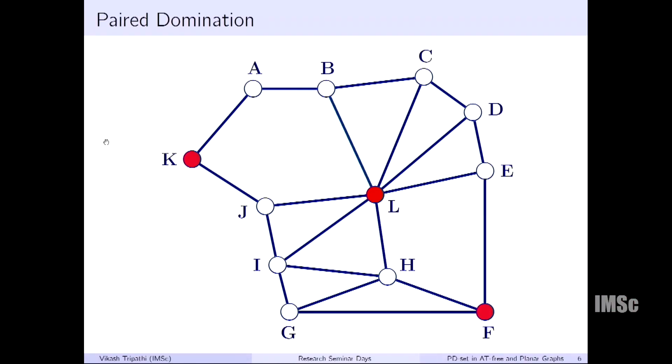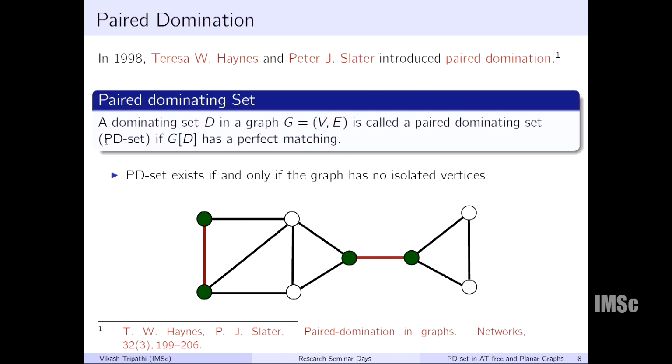So in the previous example, these three vertices will dominate all the vertices of the graph. So suppose we want to pair each vertex in the dominating set with another vertex of the dominating set, so that in case of emergency they can make some communication or they can act as a backup for each other. So with this motivation, Haynes and Slater introduced the concept called pair domination.